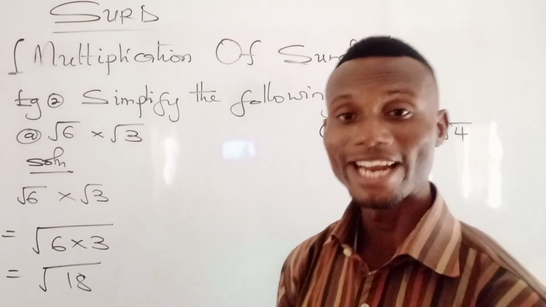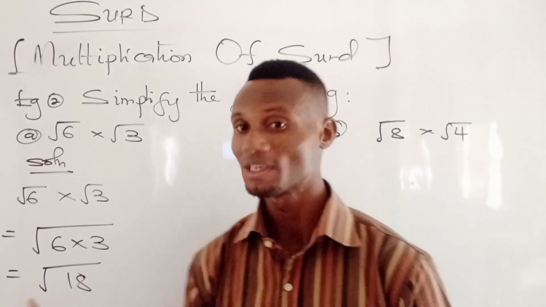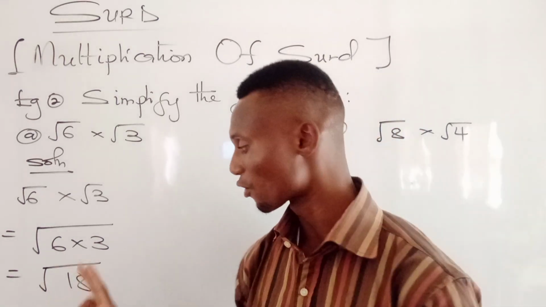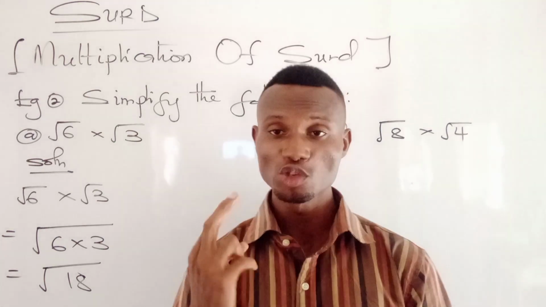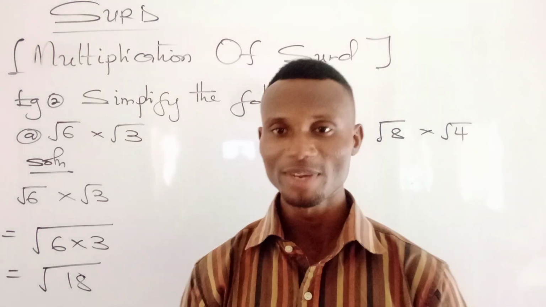Okay, so now let's go ahead and simplify this one. We learned that for you to simplify this one, you look for two numbers that can multiply to give you back the 18. But one of those two numbers needs to be a perfect square. Let me repeat it one more time.